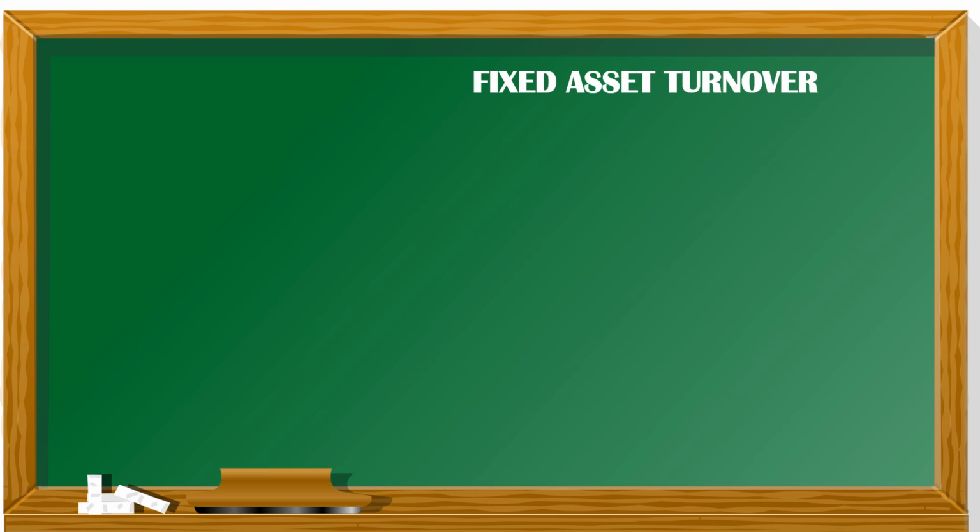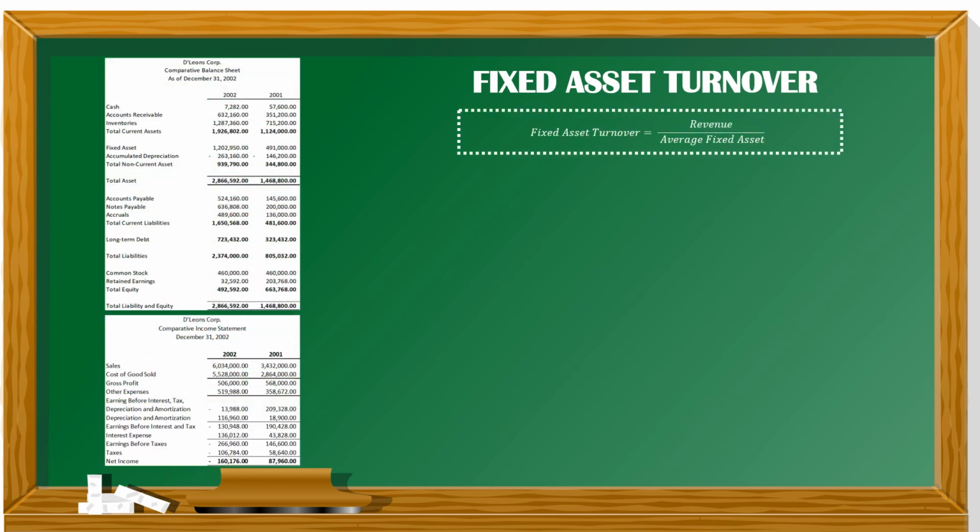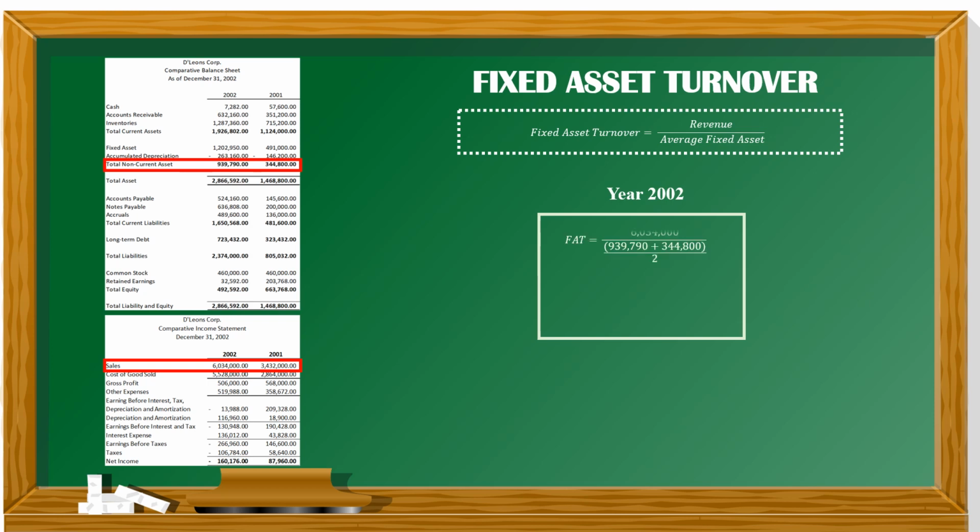Okay, now let's move on to the third type of efficiency ratio, that is the fixed asset turnover. Now, the formula for the fixed asset turnover is revenue divided by the average fixed asset. Here, the revenue or the total sales divided by its average fixed asset. So for year 2002, we have the total sales or total revenue of 6,034,000 divided by its average fixed asset. That is the same process as computing the average accounts receivable and average inventory.